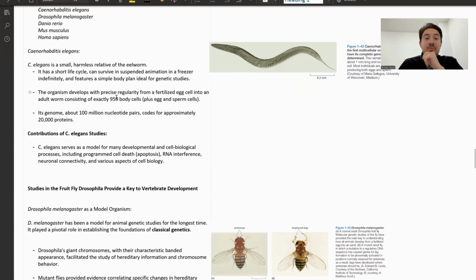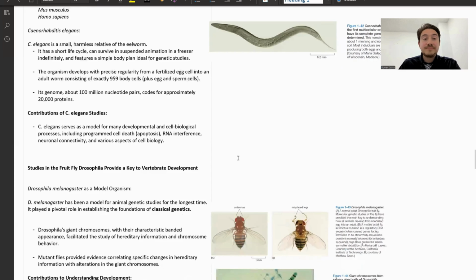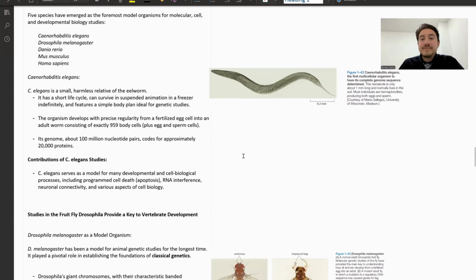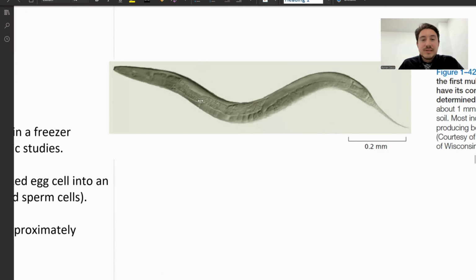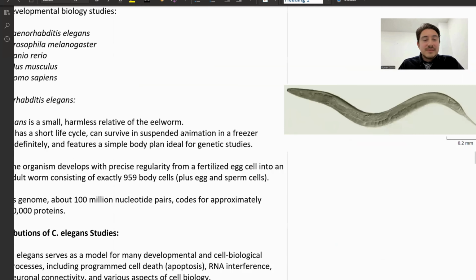The organism develops with precise regularity from a fertilized egg cell into an adult worm consisting of exactly 959 body cells, if you include the egg and sperm cells. Quite interesting, right? Its genome is about 100 million nucleotide base pairs, which codes for approximately 20,000 proteins. And you see a little visual here, where you can see some of the intricacies inside its body.